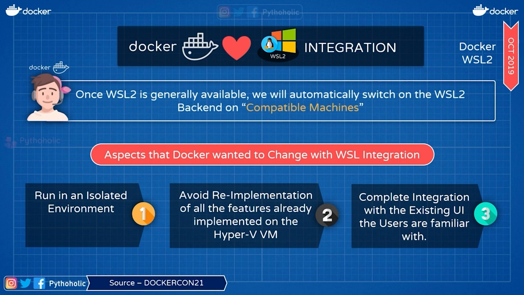Second, they didn't want to re-implement everything that they had already done with the Hyper-V VM. They did not want to take the additional overhead for that. And the third one was to have complete integration with the existing UI so that it does not create confusion for the users currently using the application. That's good, isn't it? Now let's see what and how things changed from the Hyper-V VM backend to the WSL2 based engine for Docker.